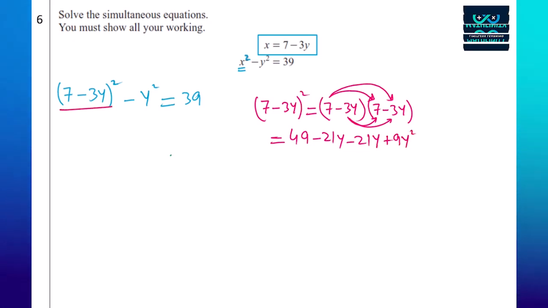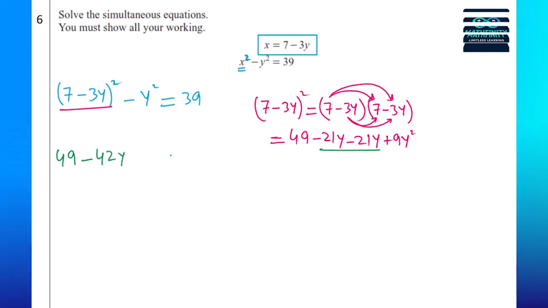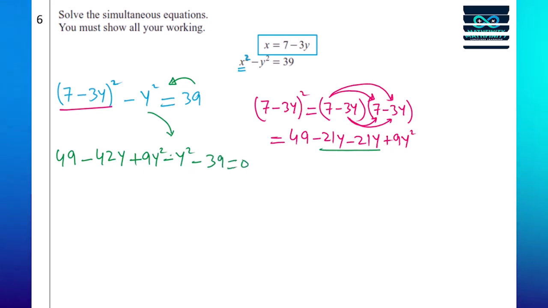Okay, so we can write 49 minus, add these two because they are like terms. Negative 21, negative 21, negative 42y plus 9y square. And then you have to write this one, negative y square. And also bring this number here because we want to form the general quadratic equation, that is ax square plus bx plus c equal to 0. So negative 39 equal to 0.